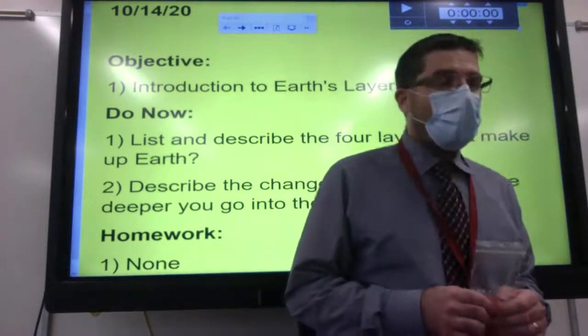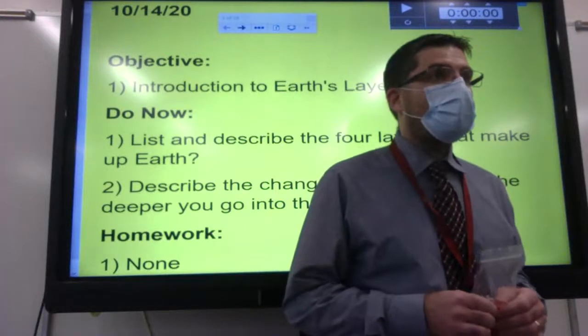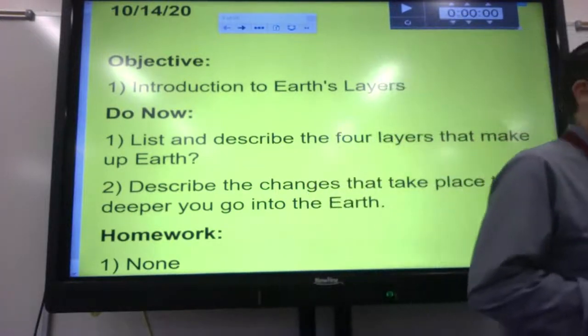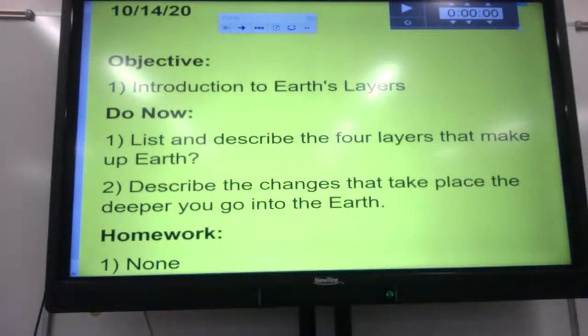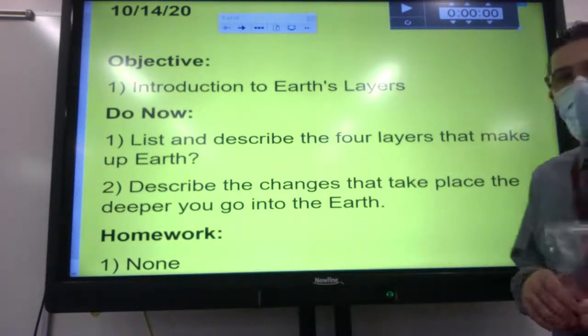Melissa, the outer core. What can you tell me about the outer core? It's a liquid. Good. And what is it made up of? Metal. Does anybody remember the 2 metals? Iron and nickel. Iron and nickel. Good. And we only have 1 layer left.